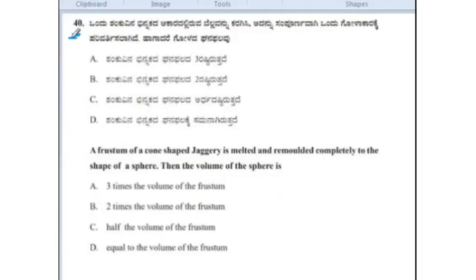Last question, 40th. The frustum of a cone shaped jaggery is melted and remolded completely in the shape of a sphere. Okay, cone jaggery is converted into a sphere. So the volume of the sphere will be equal to the volume of the frustum, because though the jaggery shape is changed, the volume remains the same. So option D is the correct answer.